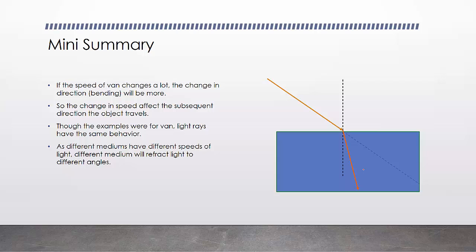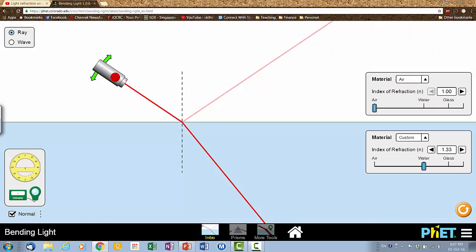Instead, you will refract more. Okay, so we'll use a simulation to help you to see. This is what happens when light goes from air to water. So it is fast to slow. So again, it bends towards the normal.